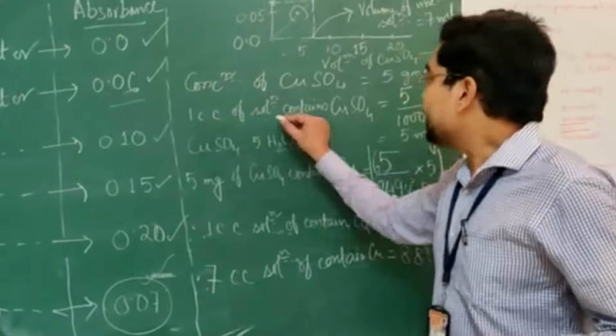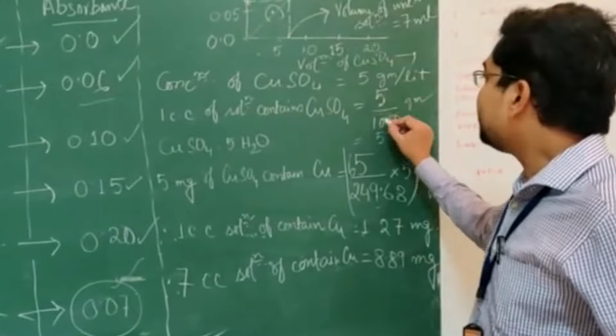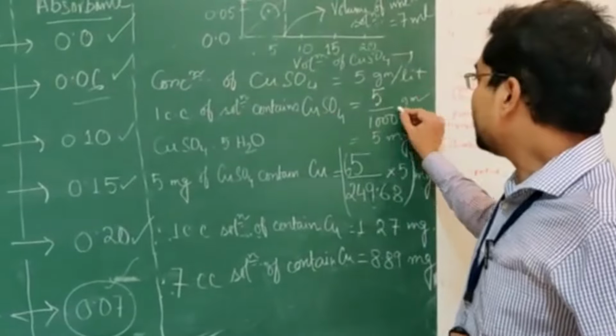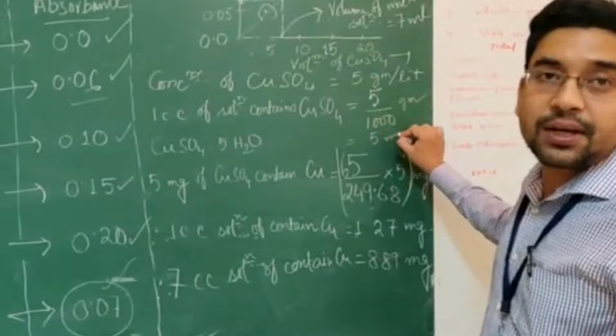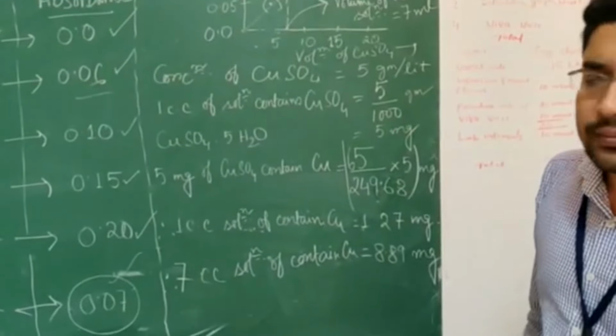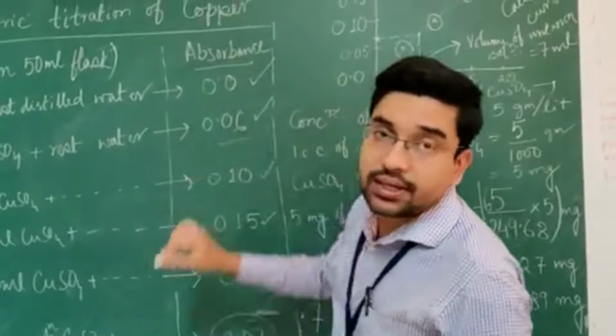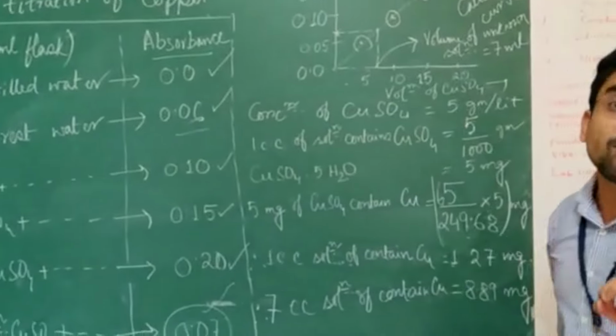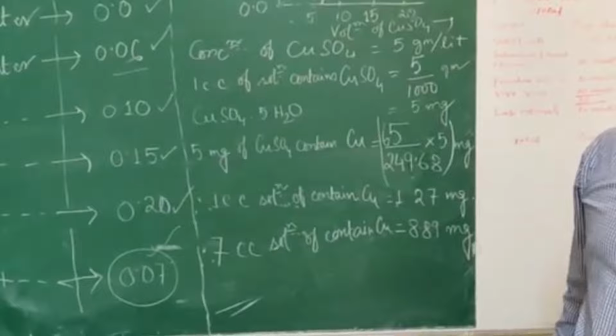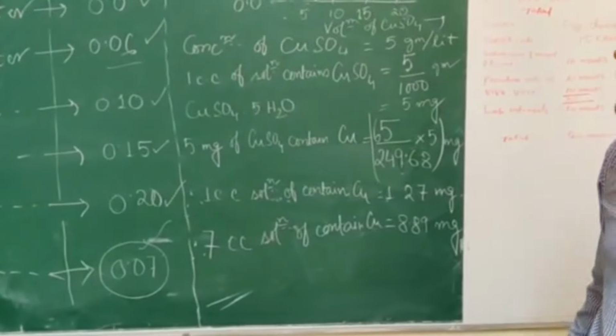So 1 cc will contain how much? That is 5 divided by 1000. So if we omit the 1000, it will become 5 milligram. But in the experiment, if you see, we are calculating the amount of copper present, not copper sulfate. So we have to extract the data of only copper.